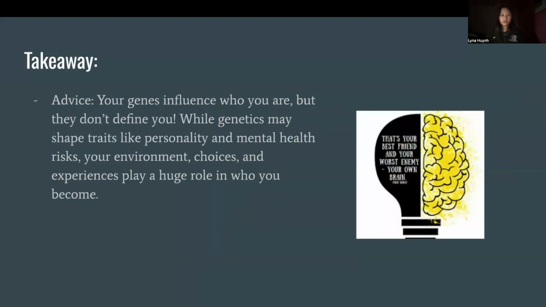Here's a takeaway for the audience. So even though your genes can play a role in how your traits are expressed, another big role is your environment as well. Your environment and who you surround yourself with, who you interact with, how you set up your environment, and your choices that you make play a role in things like your personality, intelligence, and your mental health as well.